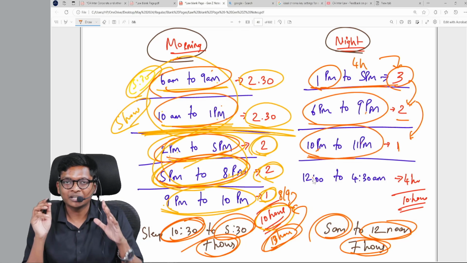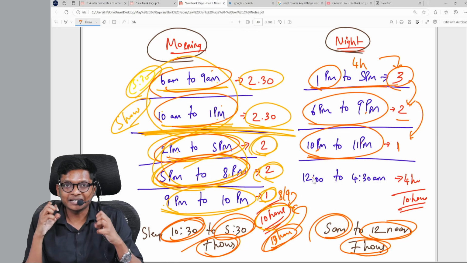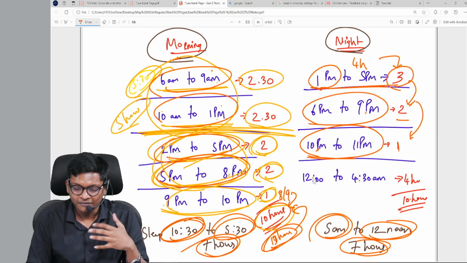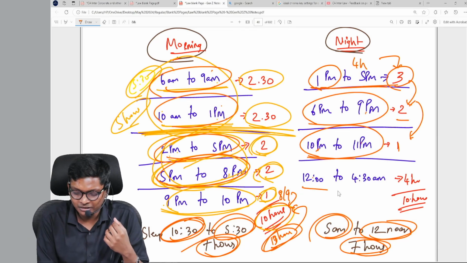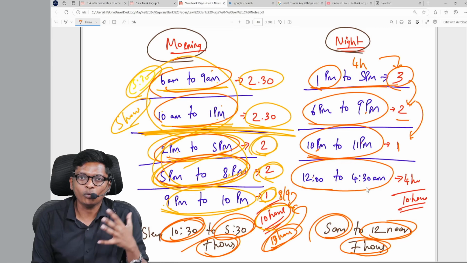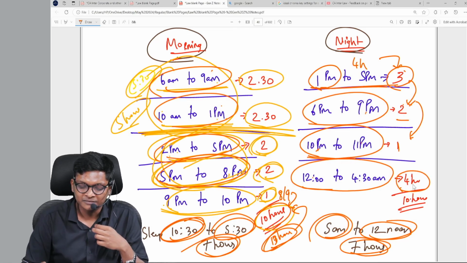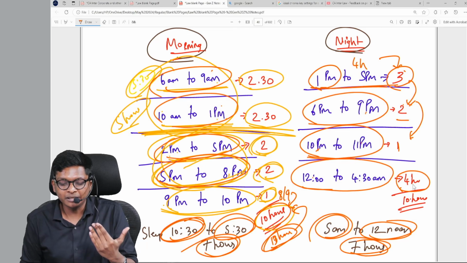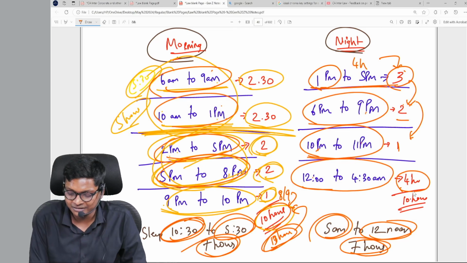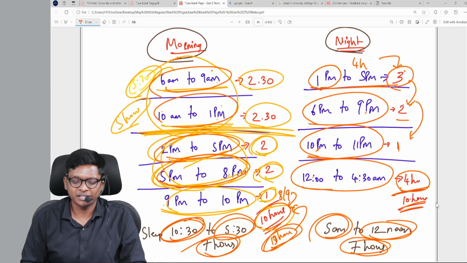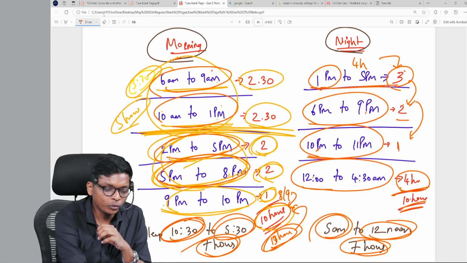Then 11 to 12, you relax, calm yourself, get ready for the massive night study where you get the most motivation. 12 to 4:30, 4.5 hours slot, 4 hours. So night is 3, 2, 1, 4. Night I'm able to give you a better routine because I used to be a night study person. So 10 hours will come over here. Whichever works for you. Both are fine.